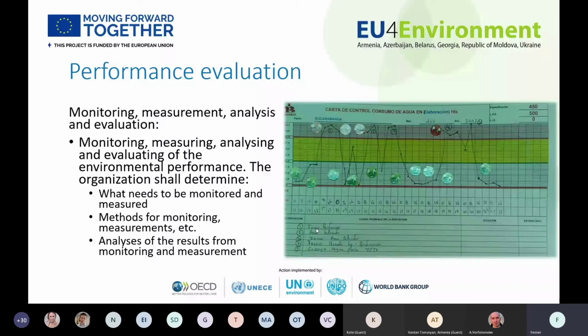So this is just an example of monitoring environmental impacts, in this case by measuring water consumption, documenting it, and analyzing it. I'm sure that for the companies we are working with, we can find other indicators. It could be electricity consumption per production unit, fuel consumption, whatever our relevant environmental aspects are.